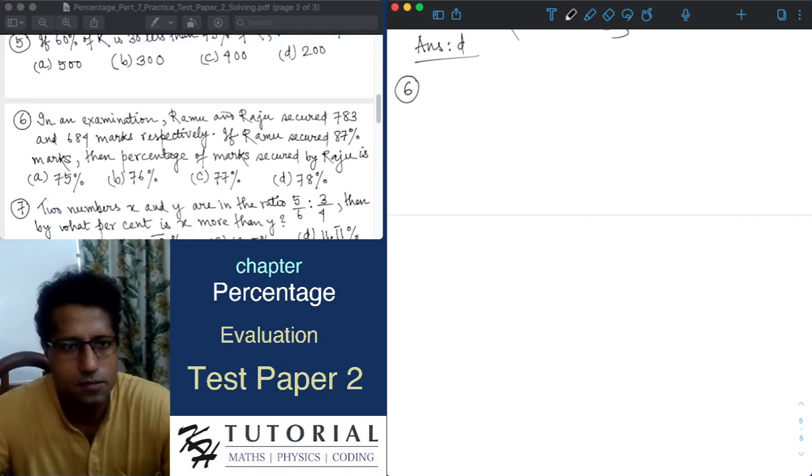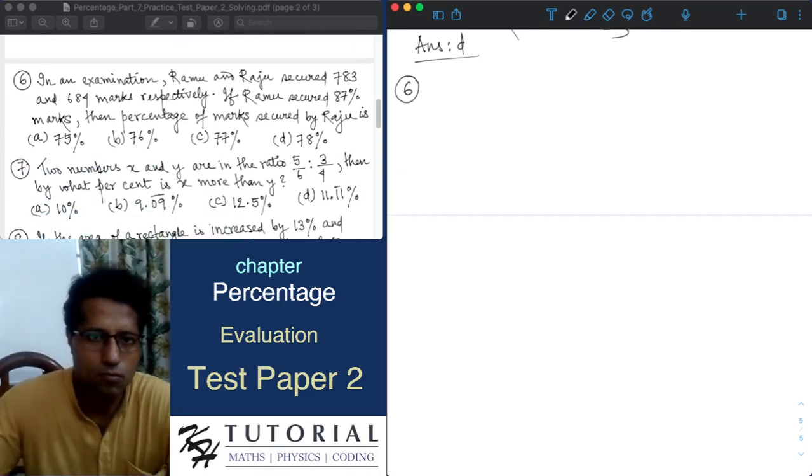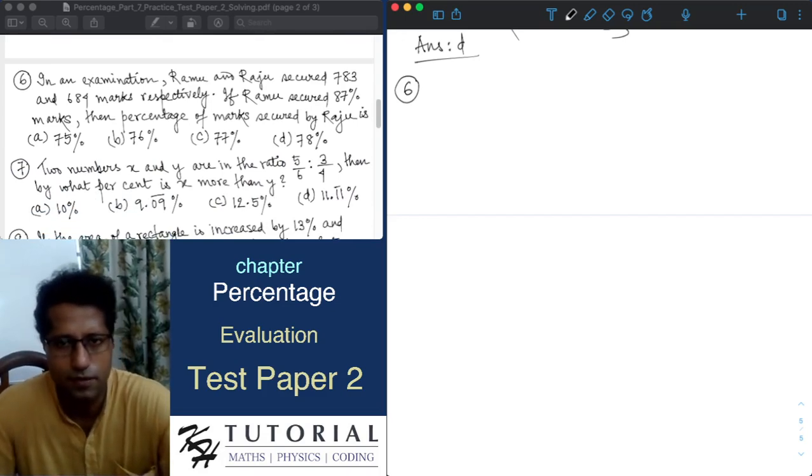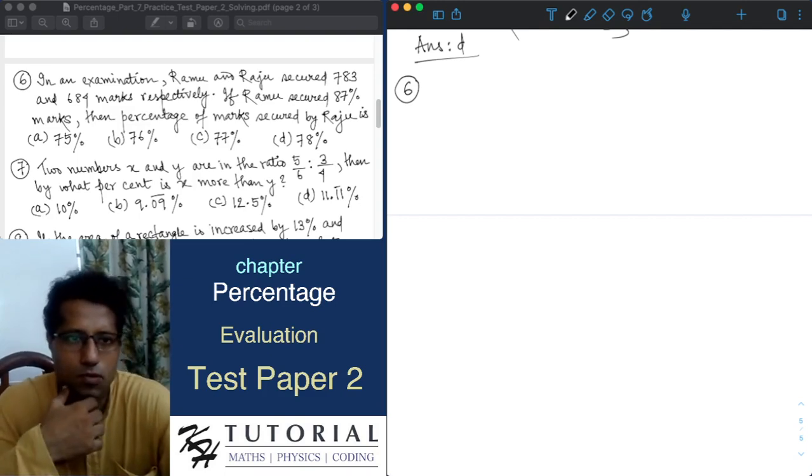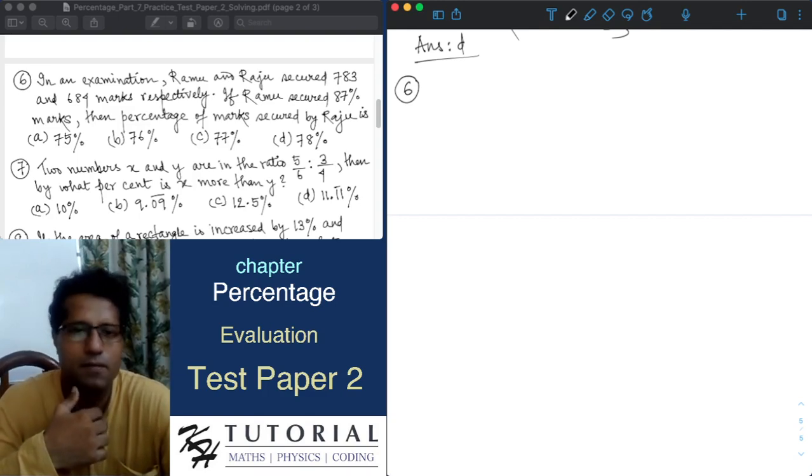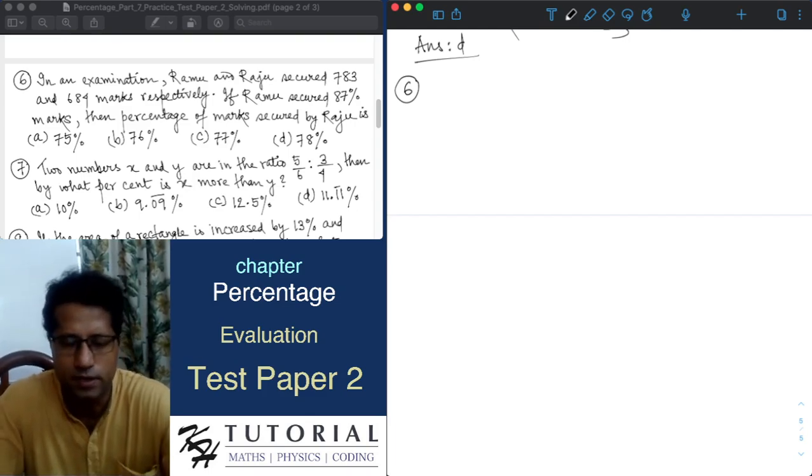Problem number 6 says, in an examination, Ramu and Raju secured 783 and 684 marks respectively. If Ramu secured 87% marks, then the percentage of marks secured by Raju is?